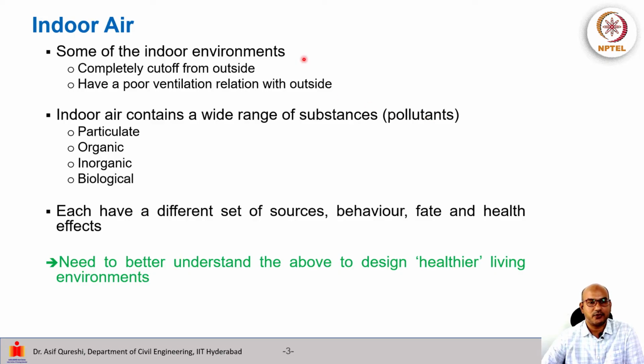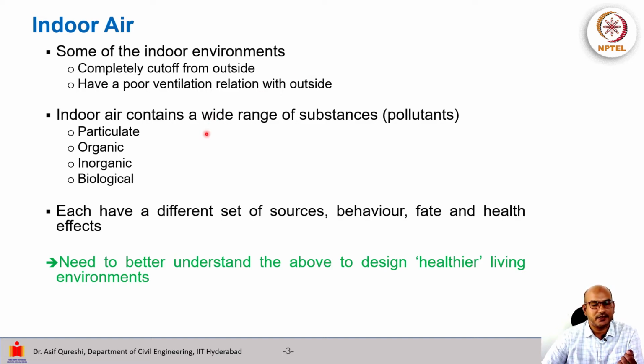So some of the indoor environments are cut off from outside or have a very poor ventilation. So this could be, for example, a studio or a cozy apartment which has fewer windows or has very little relation to the outside air. So in this case, anything that is coming from outside or emitted inside has a high chance of remaining within the environment, because the ventilation is poor and the space is cut off from the outside air. So there is less chance of cross ventilation and dilution.